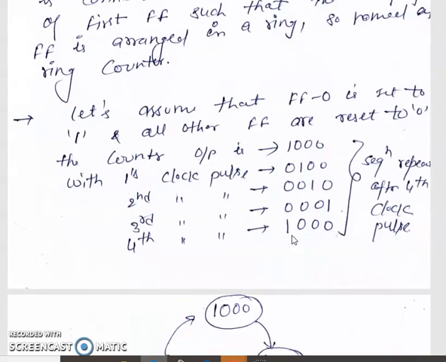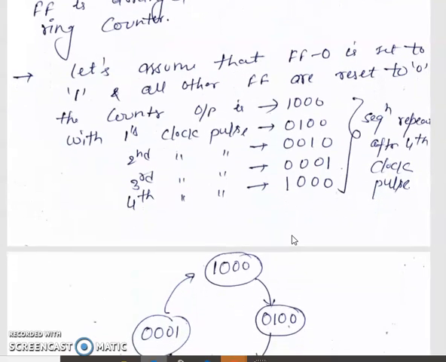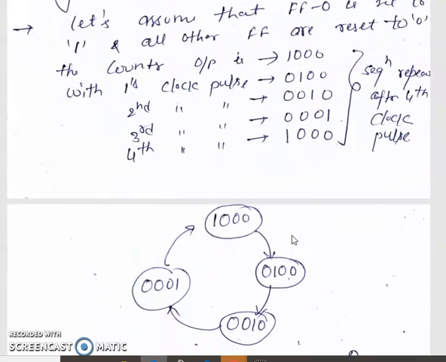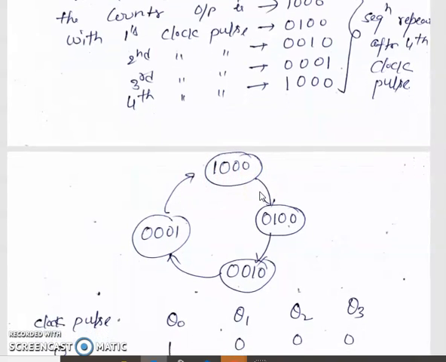So we can say the frequency of each state is the total frequency f divided by n. n is the number of states or number of bits, that is 4 bits. So f, the total frequency, upon n, the number of states. This is our transition diagram, where the first condition is 1 0 0 0.